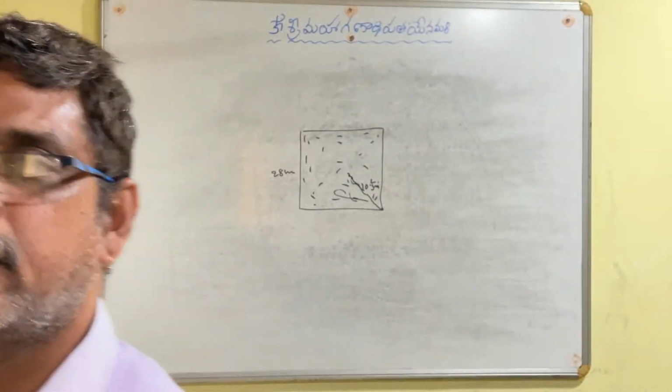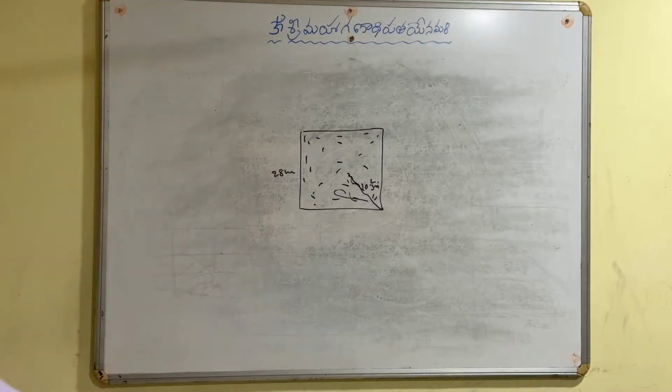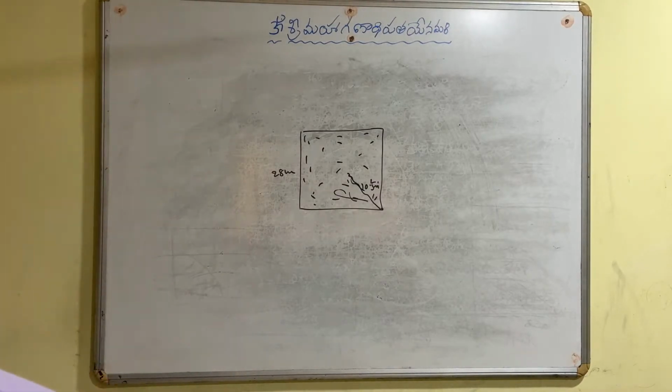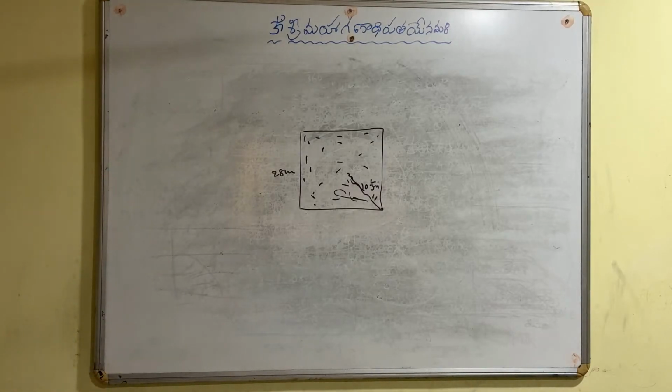Okay, the side of the square field is 28 meters. At one of the corners of the field, a horse or a cow was tied with a 10.5 meters long rope. How much area is grazed by the cow?